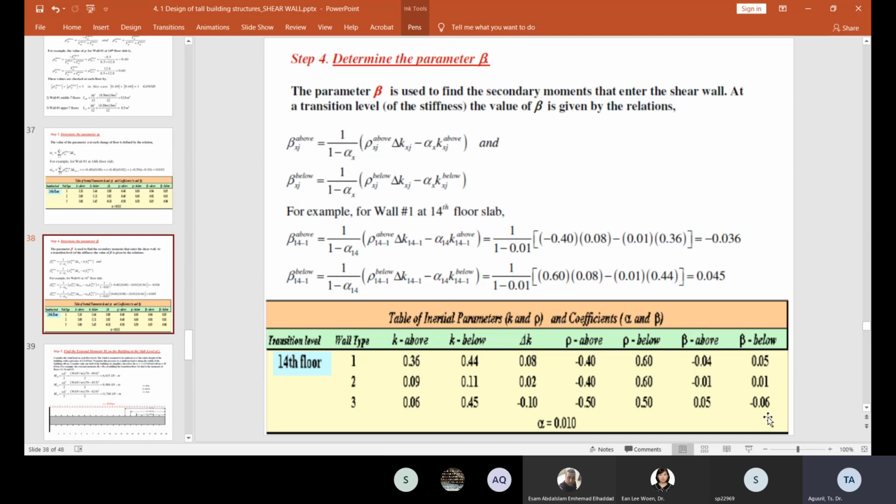Okay, so actually for the shear wall, what you need to take note of: first we need to get the I value, second we need to get the k value, after that to get the rho value, and then alpha, and then the last one is to get the beta value. The beta value is actually used to get the secondary moment, and the primary moment we can get by using the k value.